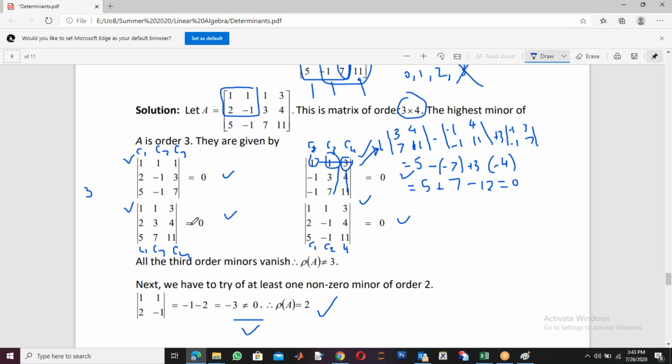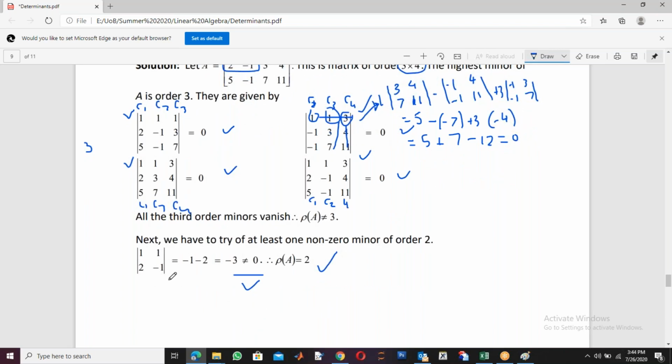But I checked all order. So you have to start with the bigger one. You cannot start with a 2 by 2 minor. You have to start with the biggest minor in it. The biggest minor in this is 3 by 3. That's why we checked all 3 by 3 minors. All were 0. So that's why we went to 2 by 2. Now the first 2 by 2 is not 0, so I will stop here and say that my rank is 2. You don't have to go to other 2 by 2 minors.